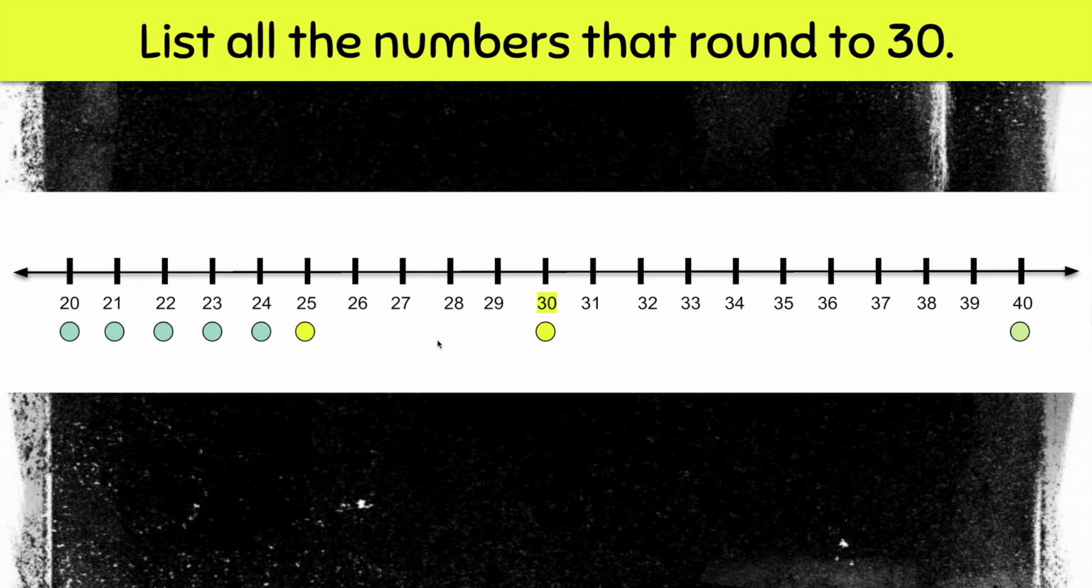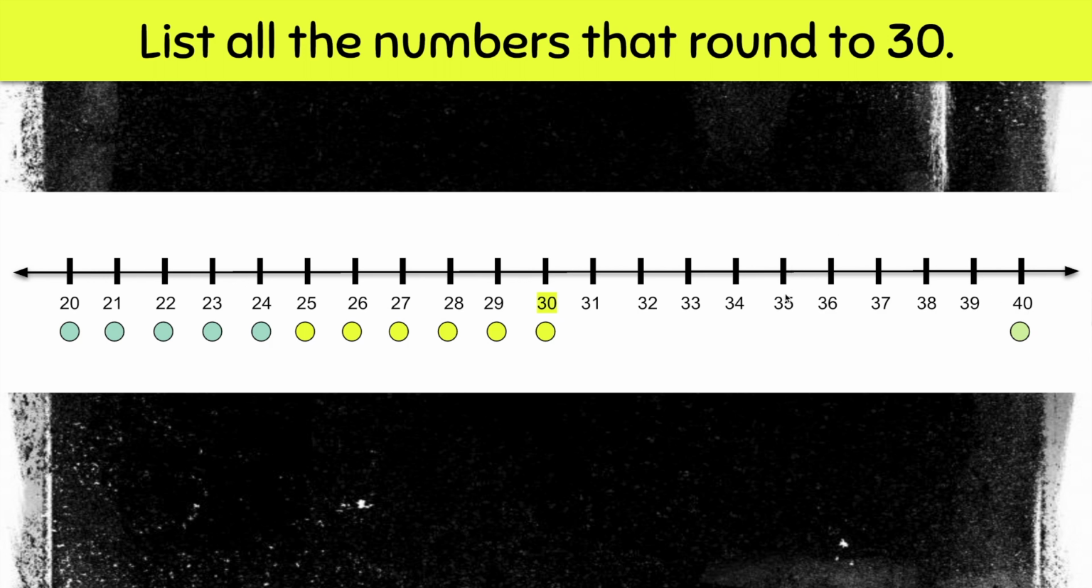26 is also going to round up to 30 because it's closer to 30 and further away from 20. So 26 also rounds to 30. 27 is clearly closer to 30 than it is to 20, and so is 28 and 29. They are way closer to 30 and further away from 20. Now let's keep going. Now we're going from 30 to the next 10, which is 40.